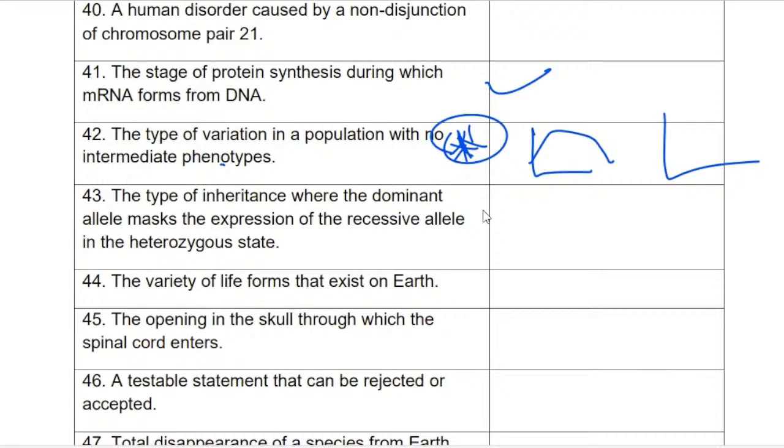The type of inheritance where a dominant allele masks the expression of a recessive allele. Complete dominance, meaning that if it's capital T, small t, this one is completely dominant over this. Therefore, complete dominance. Variety of living life forms that exist on Earth is biodiversity.